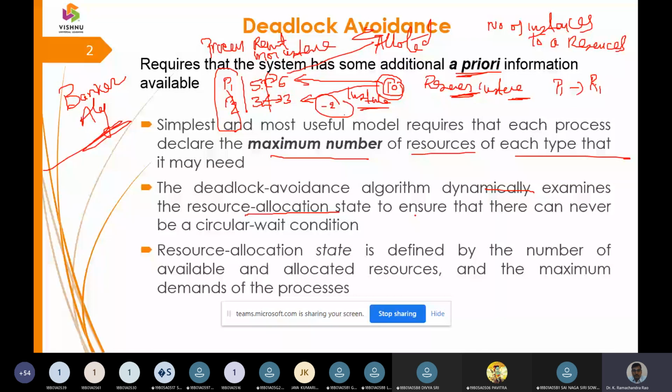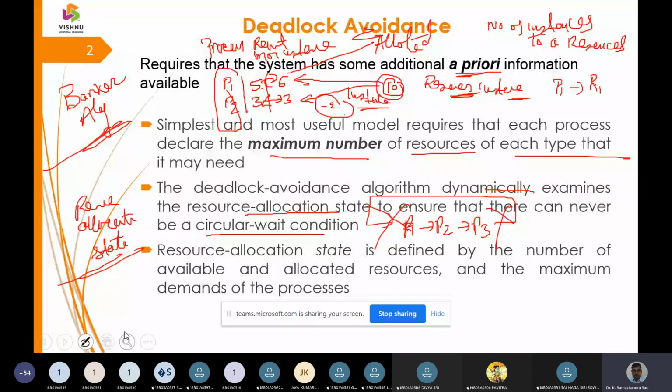So process P1 to process P2, process P2 to process P3. Now we have a chain, and this chain has to be broken up. How is this chain eliminated? That is, how is this cyclic process converted to an acyclic process? That means there are no cycles. To make sure there are no cycles, people use the resource allocation state. Via the resource allocation state only, the deadlock is going to be avoided.